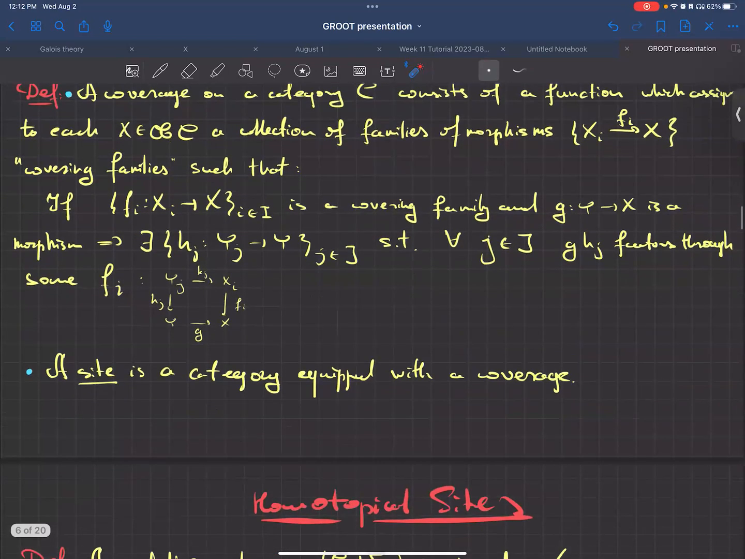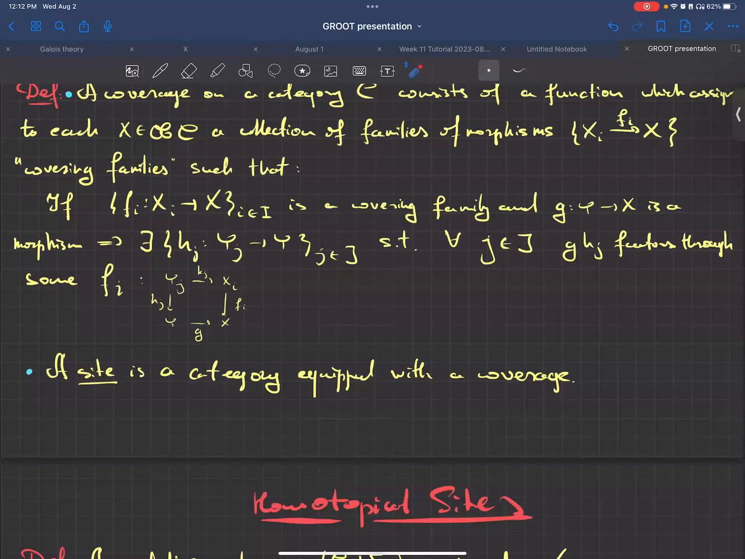I guess on sufficiently complete sites, this is just equivalent to saying that our covariant families are closed with respect to taking the fiber products, and then this gives, I guess, a more classical approach to the definition of the Grothendieck topology.